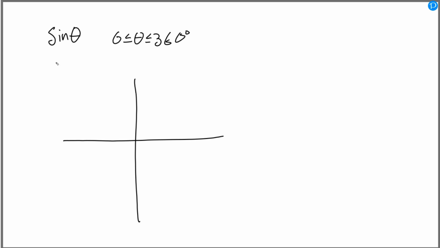So, let's say sine theta is equal to 1/2. Well, what does this 1/2 tell us? It tells us that the hypotenuse is 2, and that the opposite leg is 1. And we also know that this is positive. So in which quadrants is sine positive?